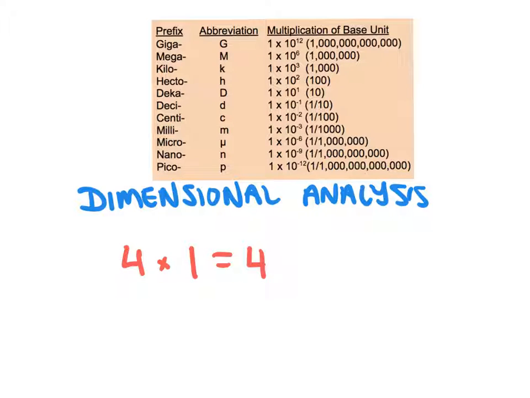I can also write 1 as a fraction as long as my fraction is equivalent. So I could say 4 times 7/7. That's also equal to 4, and the reason being is 7/7 and 1, these guys are both the same thing. So these are the same right there.